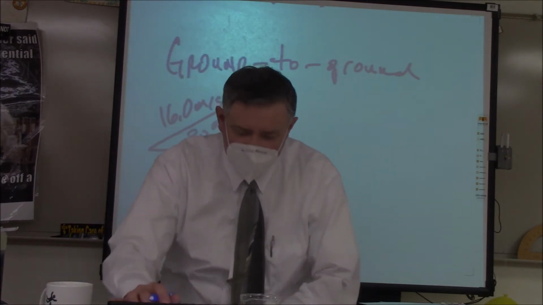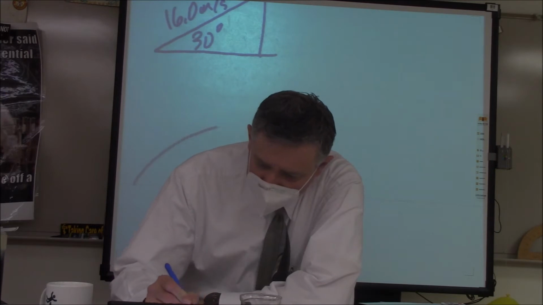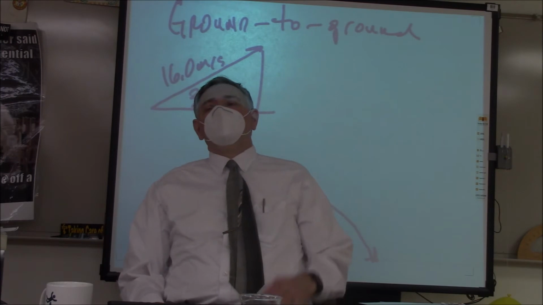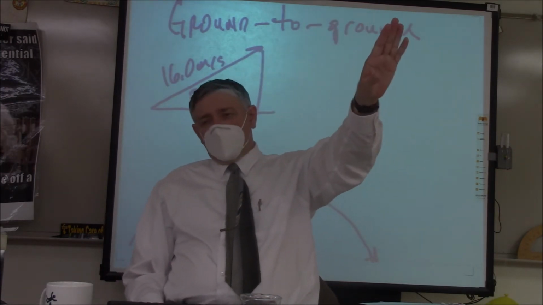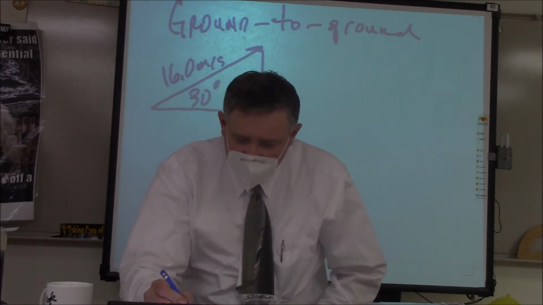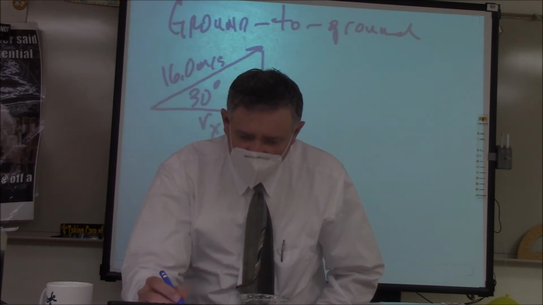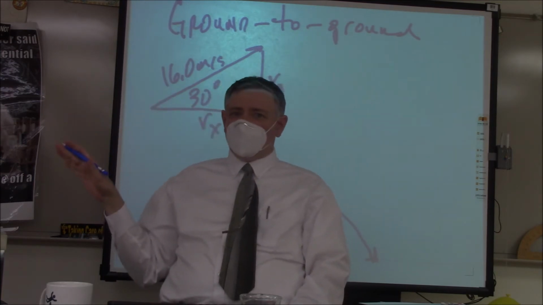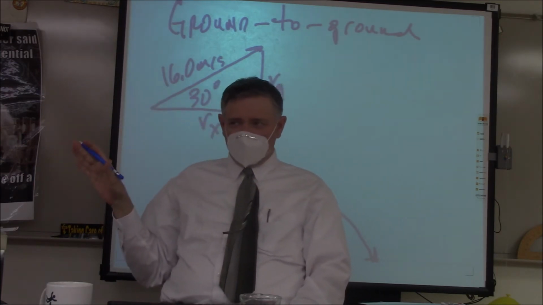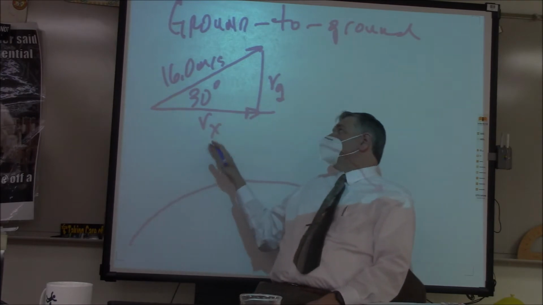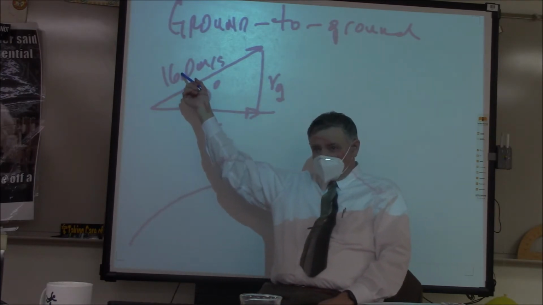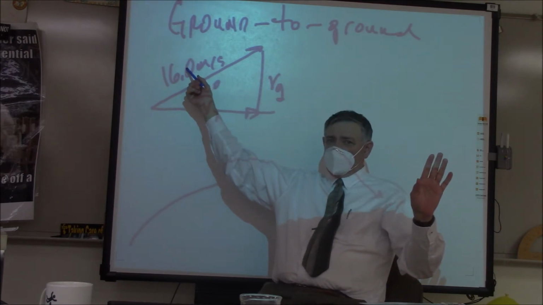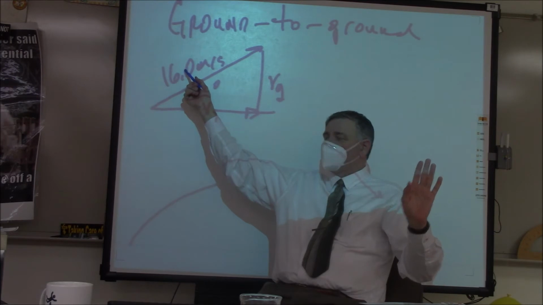Now, as this thing flies through the air, here's the first thing that you have to do on problems like this. The very first thing that you have to do is break it up into the horizontal and vertical velocities. That is the very first thing that you do. I repeat, it is the very first thing that you do. And as soon as you do that, you never speak of this 16 meters per second again. It is dead to you. Never speak of it again. That's it. It's done.